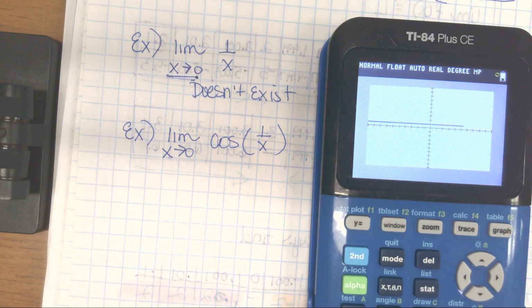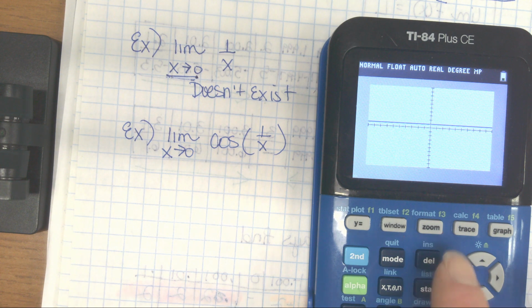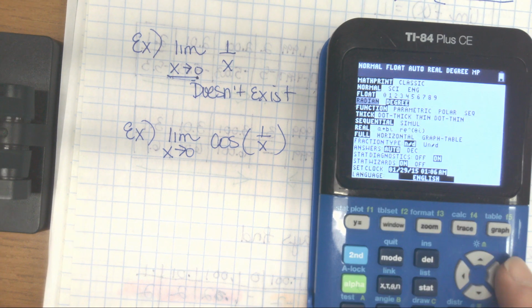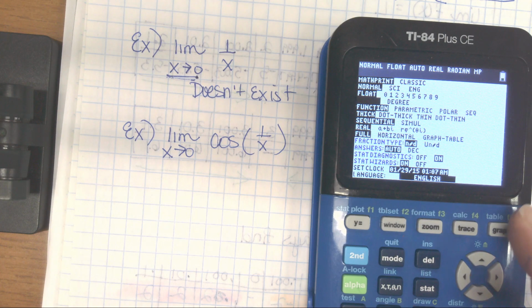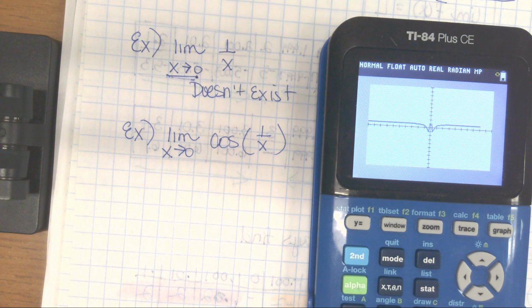Oh, we got to change our mode. I have to change my mode. Make sure it's in radians. Weird. Did you see that same little blippy thing? Okay. Here's what we're going to do. Are we ready? Did you get this picture? Yeah.